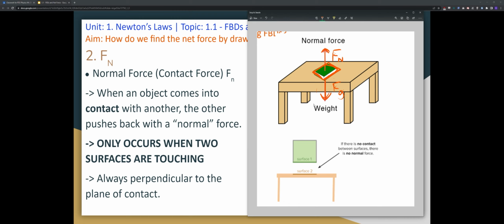Now, this is only true when the two objects, for example, this block and this table, are in contact. If these two objects are not in contact, if their surfaces are not touching, there is no normal force. The table can't push up on this block because they're not touching. So if there's no contact, there is no normal force. And your normal force is always perpendicular to your plane of contact, perpendicular being right angles.